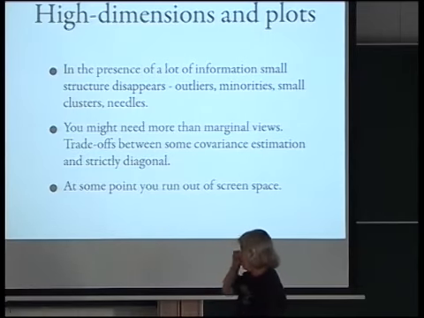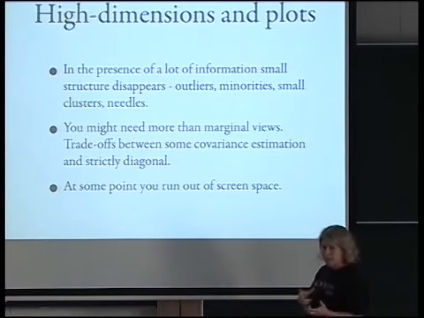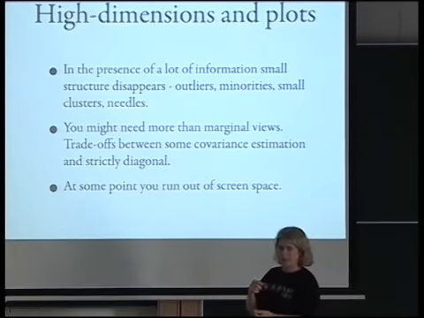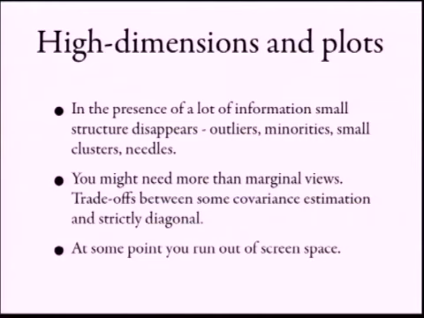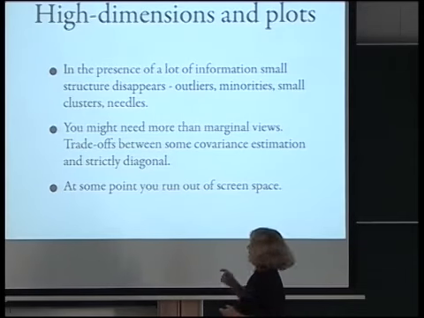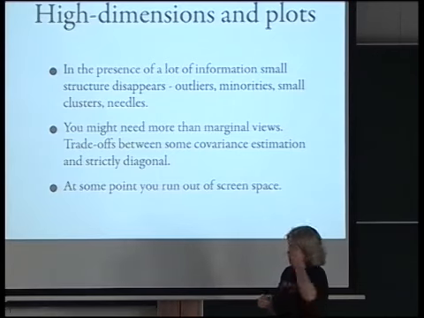One more comment on high dimensions. Another thing is when you've got a lot of information, the small structure disappears: outliers, minorities, small clusters or needles in your data. If I've got an outlier in the gene expression data, which is exactly the sort of thing I'm trying to find, a gene that is more different in one treatment than another, just one, that guy will be lost in a heat map. If you think about bar charts, if you've got 200,000 people in a bar chart and only one has a particular characteristic, that guy's going to get lost in an area plot. So any time that you've got a huge amount of information, small structure gets lost in the pictures.